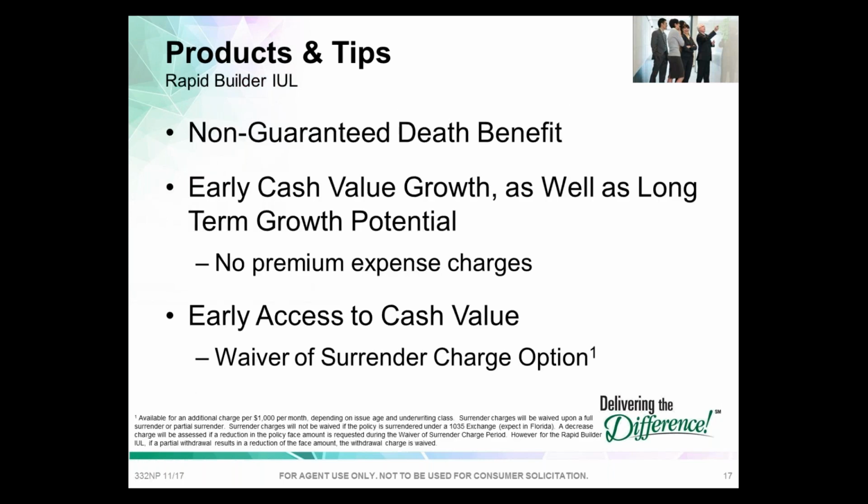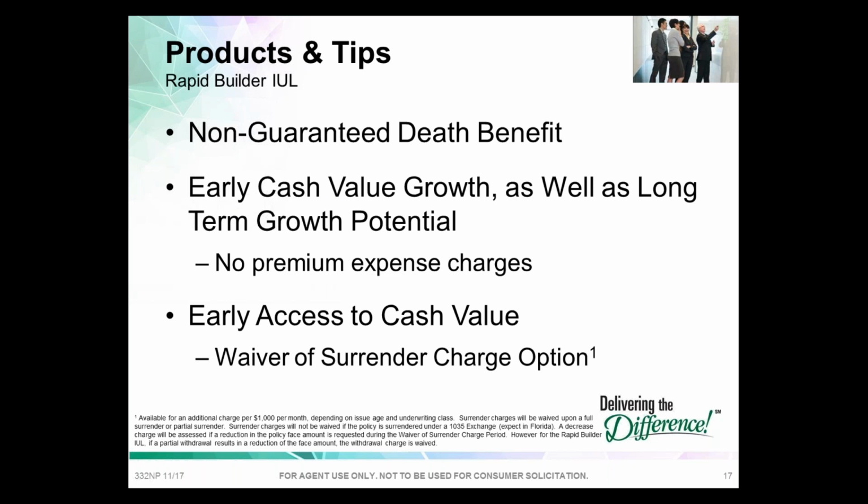Then the Rapid Builder. Again, let's look at the name, Rapid Builder. It's rapidly building cash value. This is all about quick cash value growth and the earliest access to cash value. It's a non-guaranteed death benefit, and it does have nice long-term potential, but not as much long-term potential as, for example, our Builder product, or maybe even not as much as our Guarantee Builder. This is early, quick access to cash value.